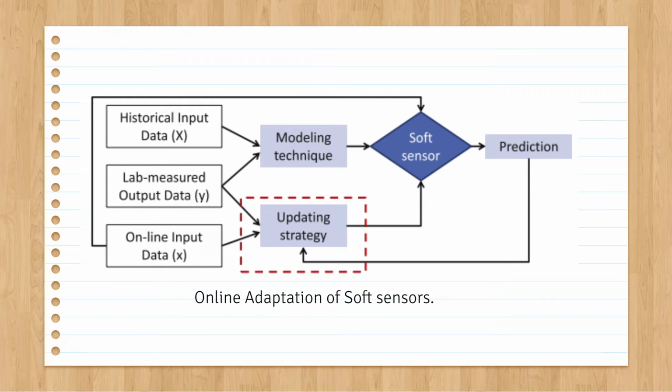Let's have a look at the online adaptation of soft sensors. In this, we are using historical input data X and lab measured output data Y in our modeling technique. The lab measured output data is also used in the updating strategy along with the online input data, which helps the soft sensor to make predictions. The newly generated predictions are again used in the updating strategy for better modeling of the parameters and to generate new predictions for the newer data.